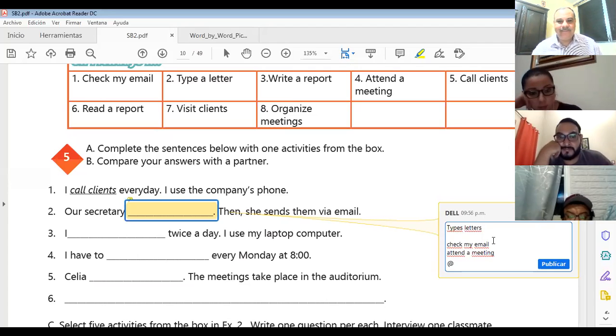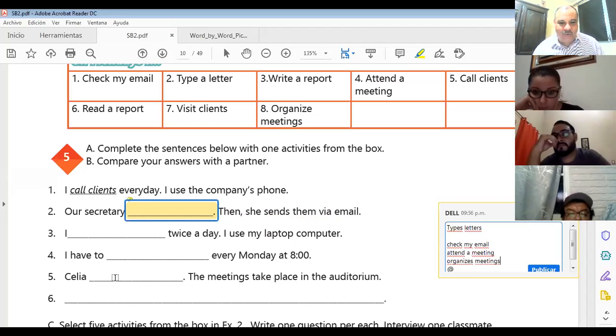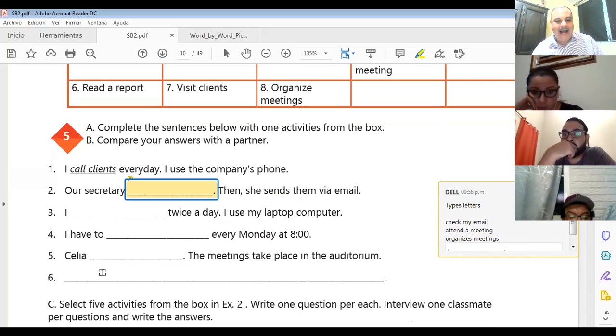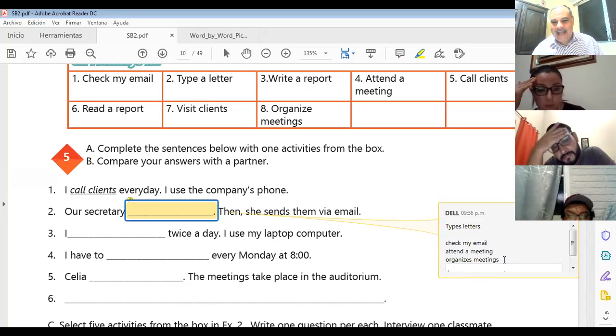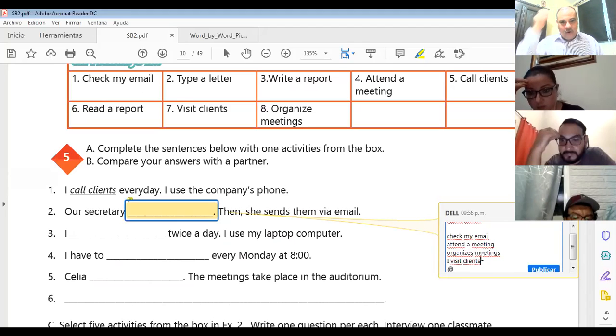Number 5, Celia organizes. Remember? Organizes meetings. The meetings take place in the auditorium. And number 6. It could be like I visit clients. Or I read a report. Or I write a report. Okay? Yes. Okay, very good.